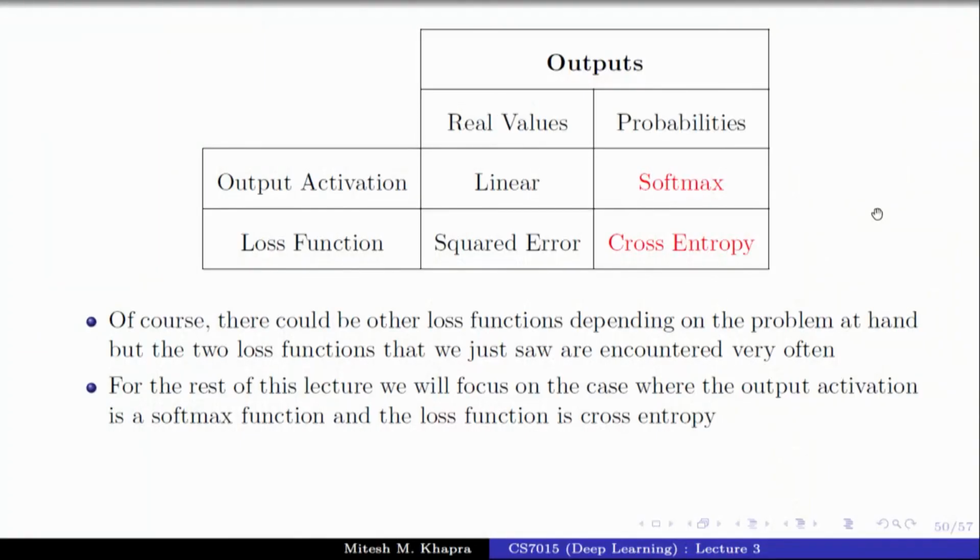So these two loss functions and these two output functions take care of a large number of problems that you will deal with while you're practicing machine learning. And all these problems fall under the umbrella of regression or classification, right? So if your problem is regression, you can use linear output with a squared error loss. If your problem is classification, you can use the softmax output with the cross entropy loss.